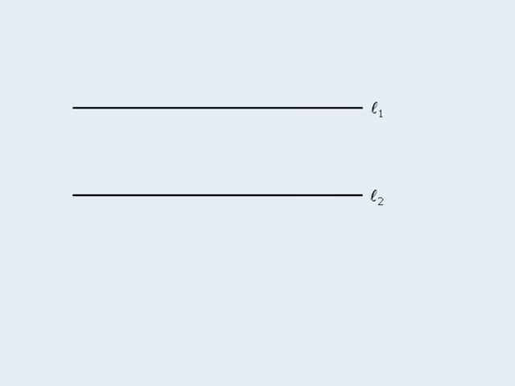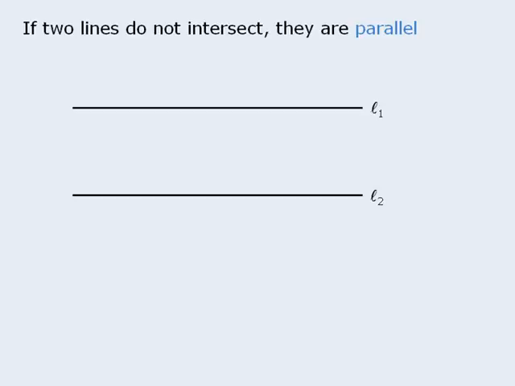Our last topic in this lesson is parallel lines. Two lines are considered parallel if they do not intersect, and we will typically use this notation to indicate that line 1 and line 2 are parallel. Now, if you are told that two lines are parallel, you might want to add some arrows to your diagram to remind you of this.